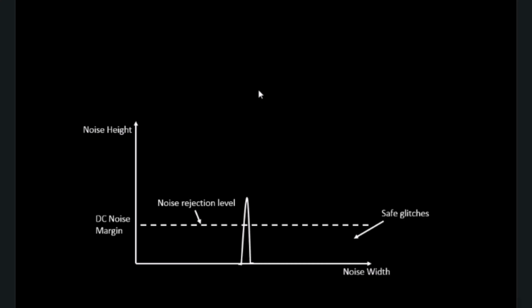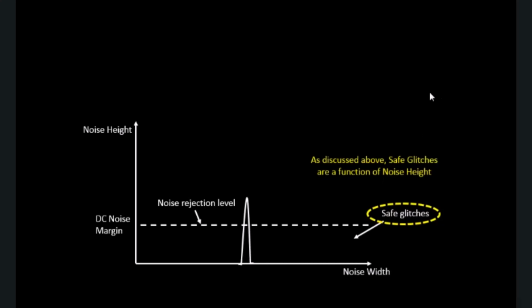But now in the experiment that we did just now, we saw that it is not only a function of noise height, but also a function of noise width. So now we have a time varying function over here. The definition of safe glitches will now change. It's not only for the signals which are below this DC noise margin, but there is something else to add to it. So safe glitches are also a function of noise height and noise width.